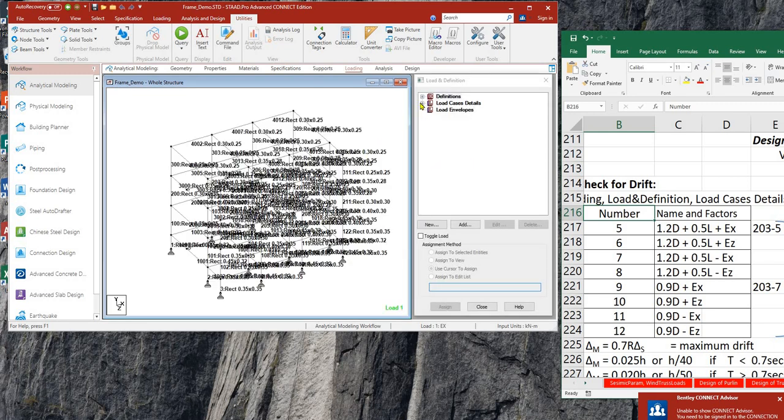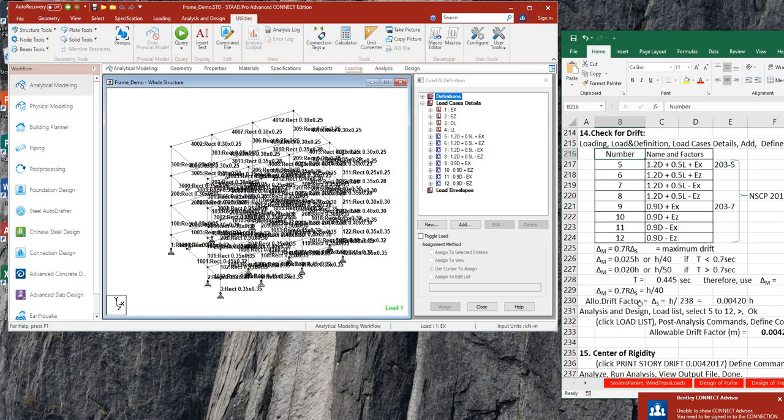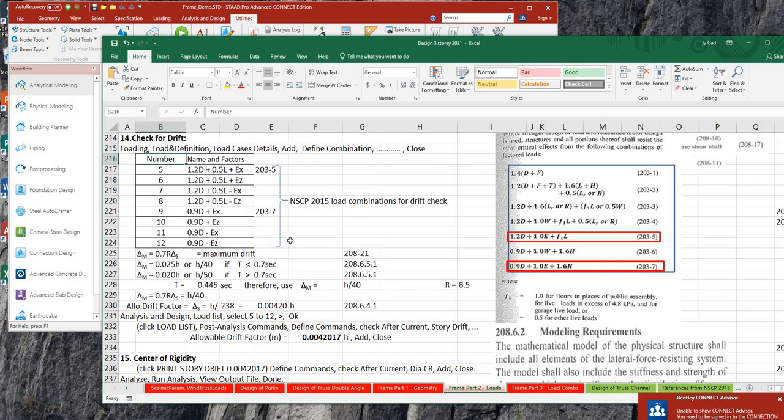When you click that, case details, then our combinations are there. Next, we will now assign drift parameters. By the way, drift also happens to be one of the serviceability checks. The play of your building should not be too large. Otherwise, its occupants will get dizzy.